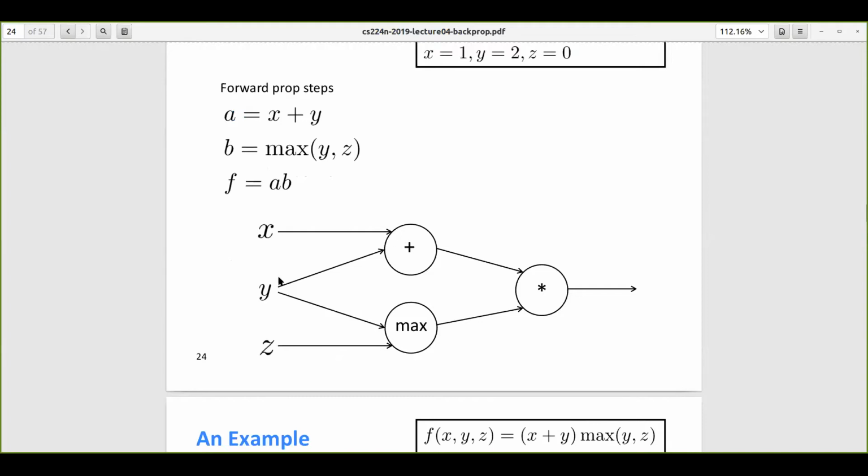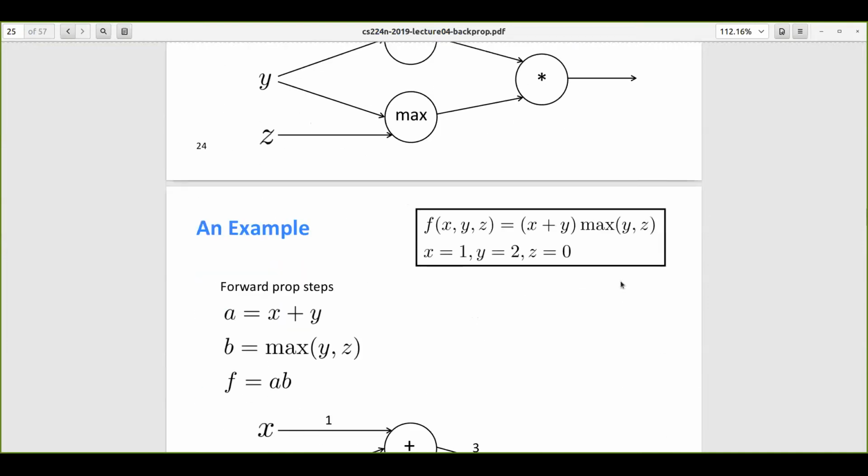So we have x and y, which are being added. The output of this is going to be a. As we can see here, a is equal to x plus y, and that's what we get as an output from here. And then we have b, which is the max of y and z. Here we have a max operator for which y and z are the inputs, and the output of this is going to be b. And finally, we multiply a and b together to get f. That's what the final output is going to be.